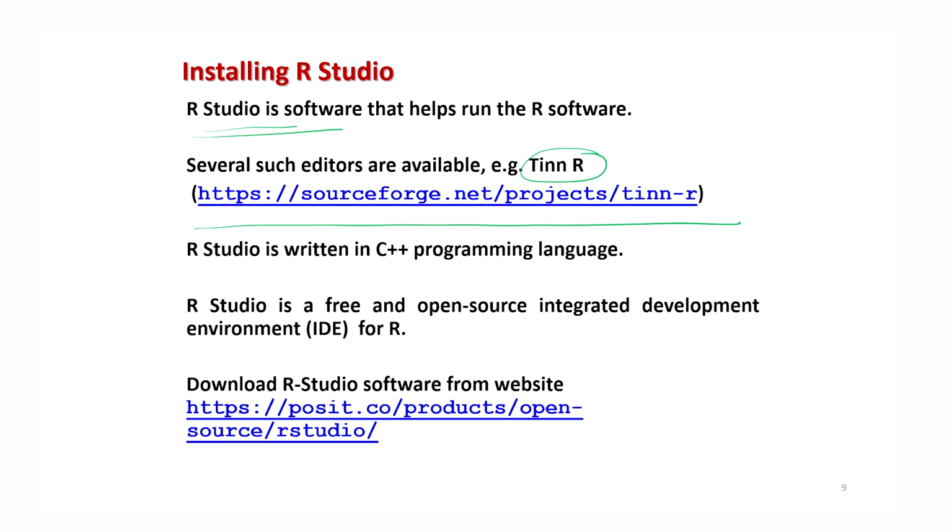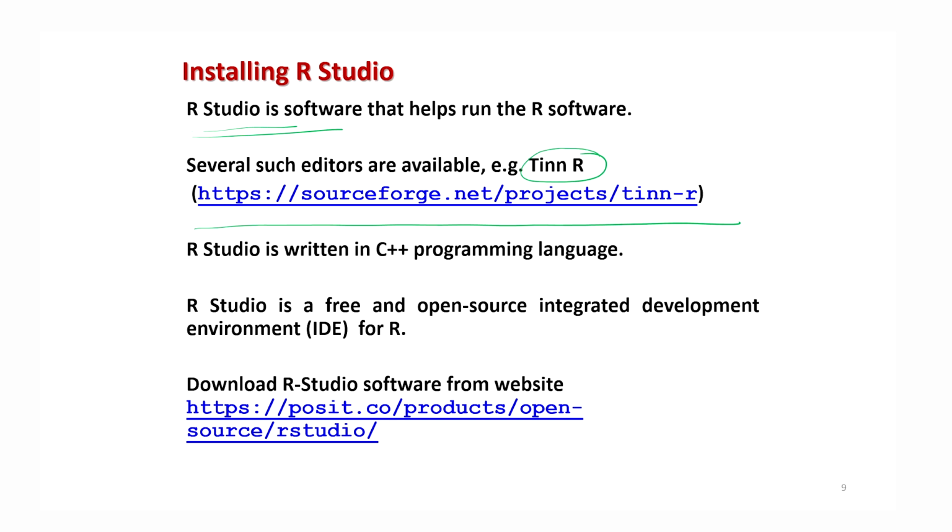Remember one thing, I am not trying to propagate or advertise any particular software. My objective here is only to inform you that these are different types of softwares available on different platforms, and depending on your convenience, your choice, your interest, you can use them. Both these softwares, R Studio and TinR, are free software. Well, R Studio has a paid version also, but usually the free version is enough for us to use in this course.